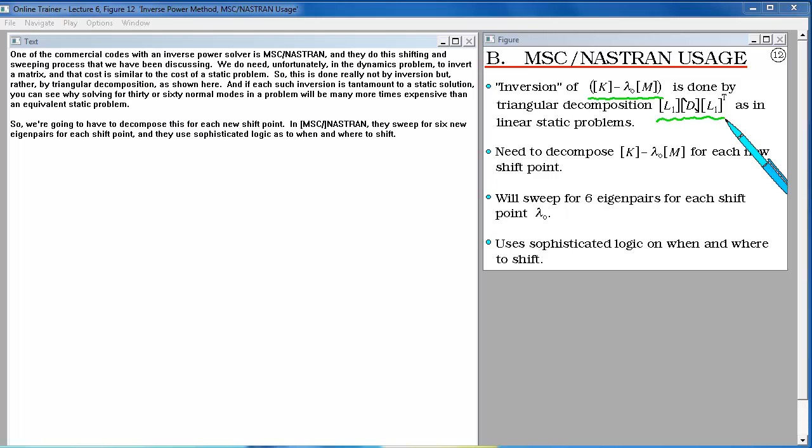And if each such inversion is tantamount to a static solution, you can see why solving for 30 or 60 normal modes in a problem will be many more times expensive than an equivalent static problem. So we're going to have to decompose this for each new shift point. And in Nastran they sweep for 6 eigenpairs for each shift point, and they use sophisticated logic as to when and where to shift.